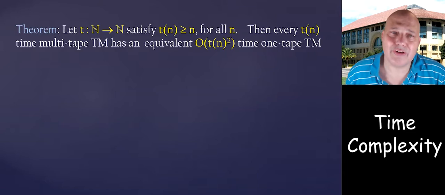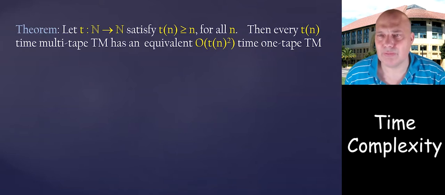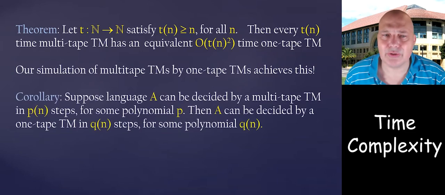So here is a theorem. For any t that is not too small, t of n larger than n for all n, every t(n) time multi-tape Turing machine has an equivalent order of t(n) squared time one-tape Turing machine. In fact, we are just going to see the simulation of a multi-tape with a single tape, and count it a bit more carefully and see that the exact simulation we already saw already gives this theorem. So our simulation already achieves it.